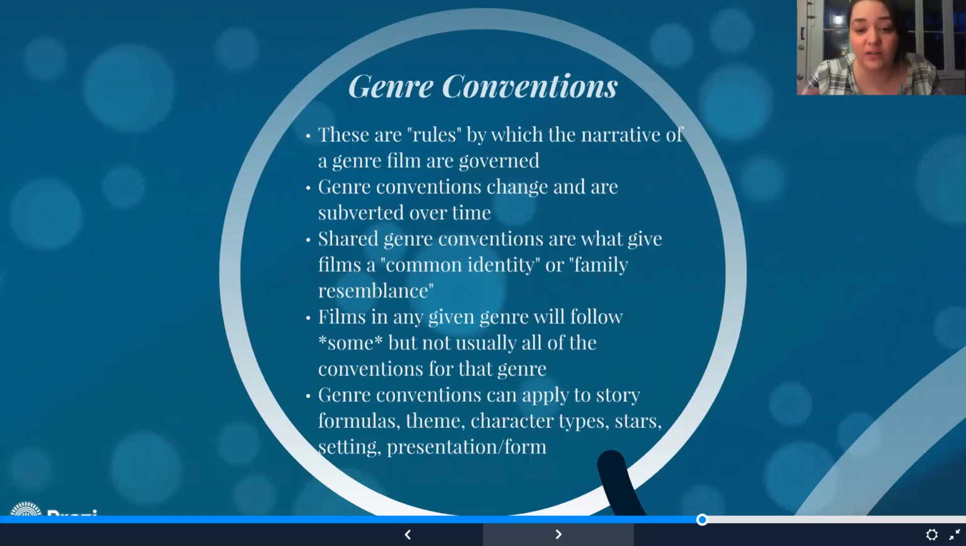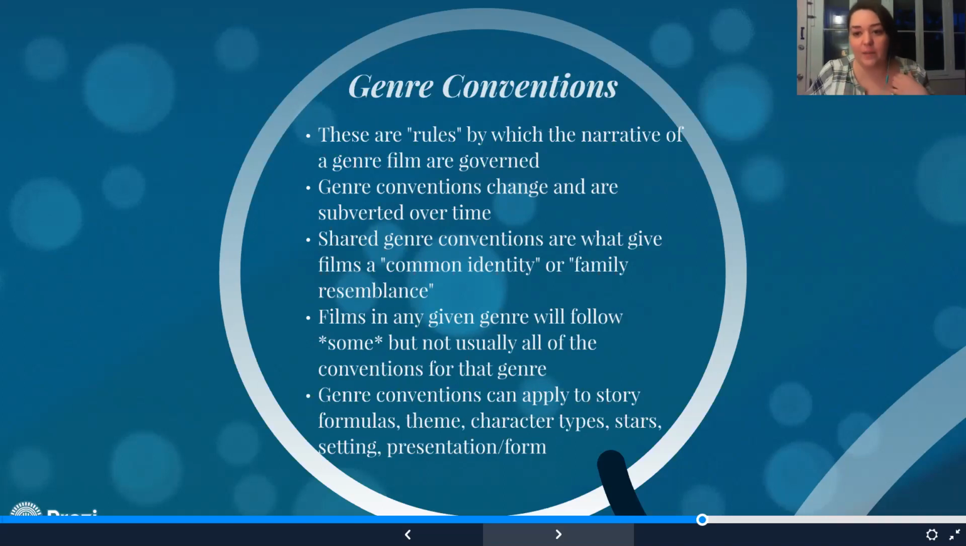With the conventions, right? So if we start with conventions, then we can start to think about, a little bit later, how do people play with those, toy with those, throw them away entirely? Now, genre conventions are "rules" by which the narrative of a genre film is governed. And I say rules in quotation marks because they're not hard and fast rules. They're not laws, right? You don't have to follow them. But there's a set of conventions that are standardized in a particular genre film.